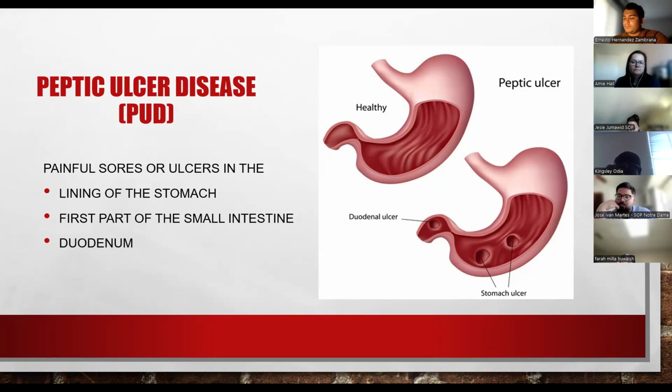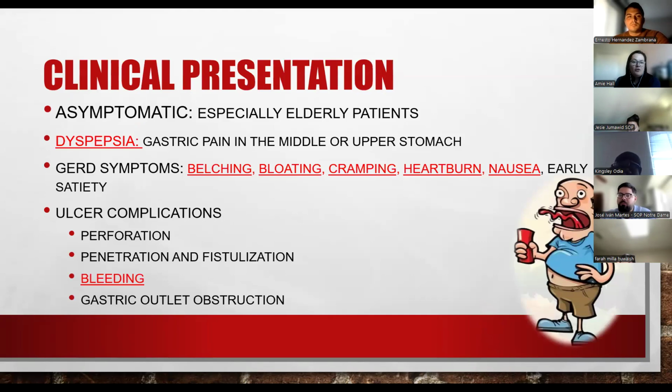Right, great. A lot of times patients can be asymptomatic. They might not even know that they have an ulcer. This is especially pertinent for elderly patients. But most of the time we're going to see dyspepsia, or that gastric pain in the middle or upper stomach. We can see GERD symptoms like belching, bloating, cramping, heartburn, nausea, early satiety, which means that they're eating and they're feeling full really fast.